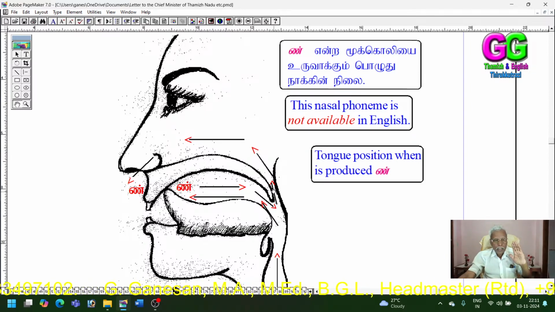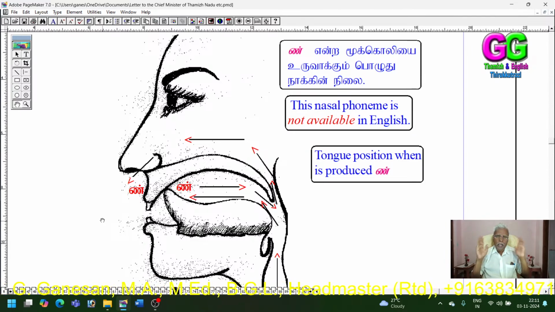Now the way to the nasal cavity, I mean the door to the nasal cavity, opens. So the air escapes through the nasal cavity and comes out through the nose, producing the sound here. This is the way nasal phonemes are produced.